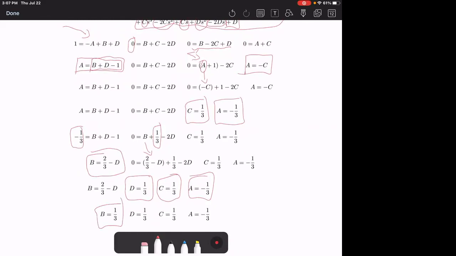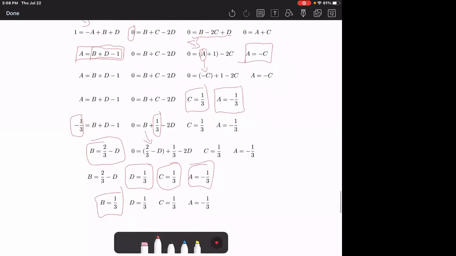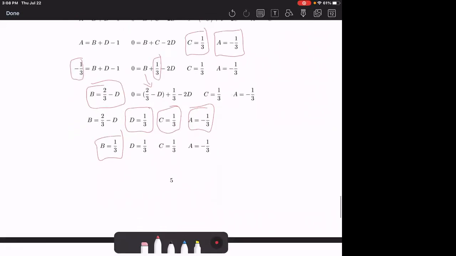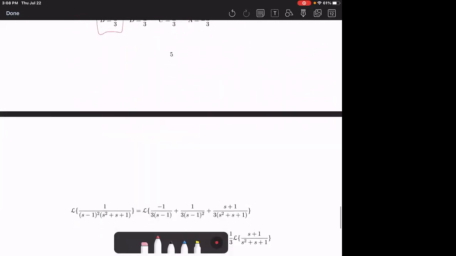So that's a little bit of fun, just doing your substitutions, isolating and plugging them into the other equations until you solve. So now we're going to plug in 1/3 everywhere. So we're just going to keep dividing everything by 3 here.